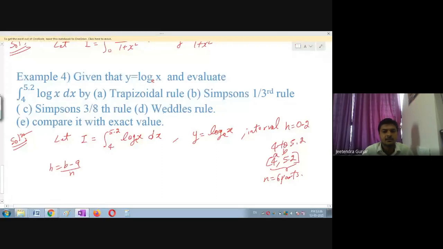So there must be 6 divisions, 6 strips. If it is trapezoidal, 1 strip. Simpson's 1/3 rule, 2 strips we take. Simpson's 3/8 rule, 3 strips must be there. Weddle's rule, there must be 6 strips at a time, means n must be equal to 6. So I'll just substitute the values. b is nothing but 5.2 minus a is 4, divided by 6. Please tell me what is the answer.